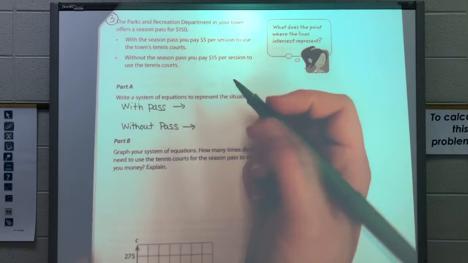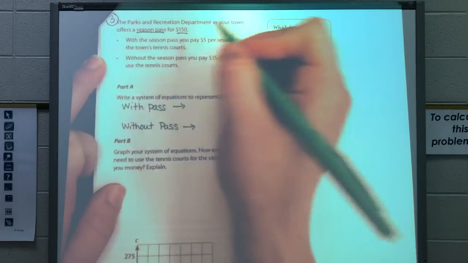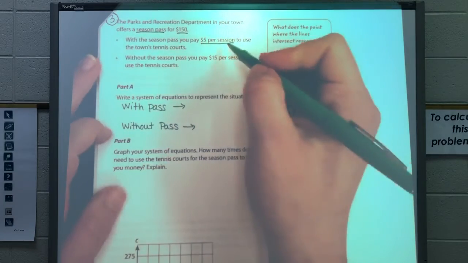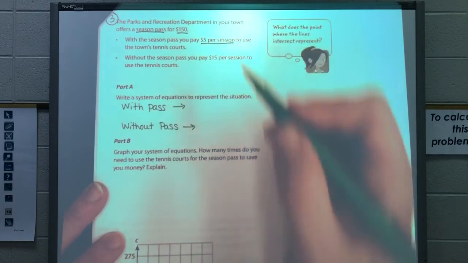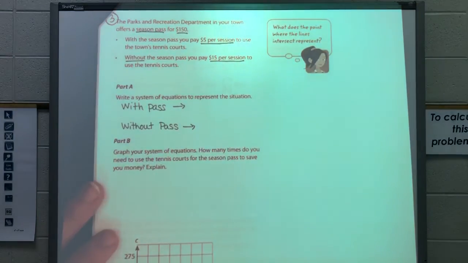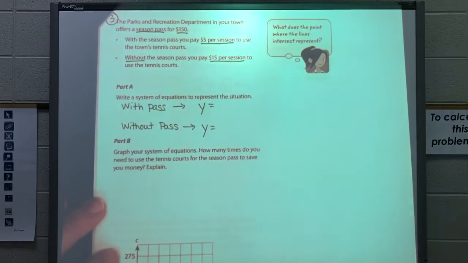Okay? So the Parks and Recreation Department in your town offers a season pass for $150, per session, and without the season pass, you pay $15 per session. So with the season pass, it's cheaper per session. Without it, it's a little bit more expensive. To write that as an equation, we're going to write y equals for both of them. And we need to think, okay, well, where is there an upfront fee? What do you just pay one time? And that is with the season pass.